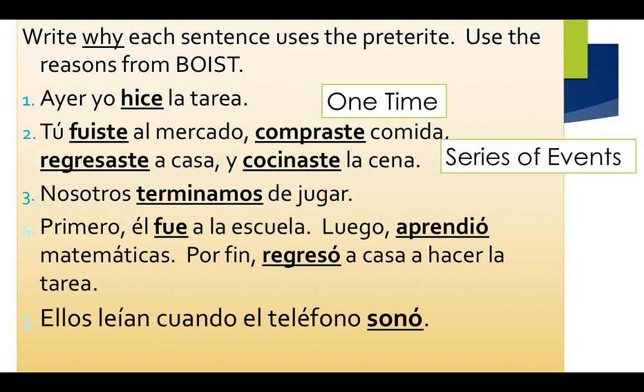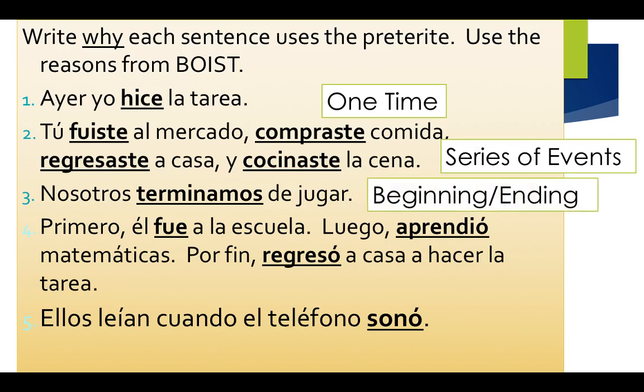Number three, nosotros terminamos de jugar. We stopped playing. Well, why is this preterite? Well, you can only stop doing something once, so sort of a one-time action, or you might also say it's the beginning or ending of an action. Remember the verbs terminar, to end, and empezar, to begin. Always use the preterite.